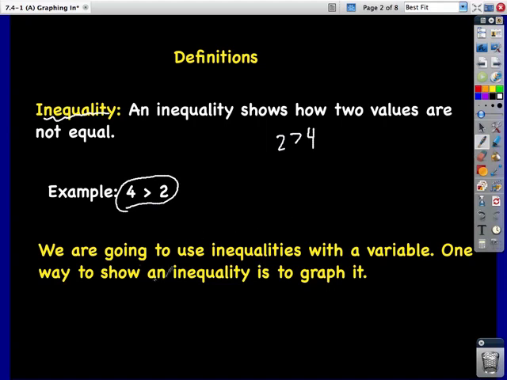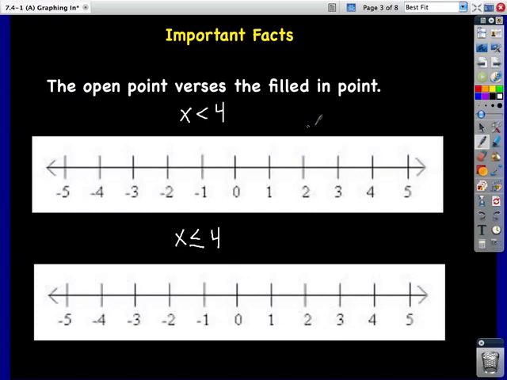One way to show what an inequality is, is to graph it. So let's look at that. Here are some important facts: the open point versus the filled in point. What do I mean by that? Well, take a look at this inequality. We have the variable x, and we're saying that x is less than 4.